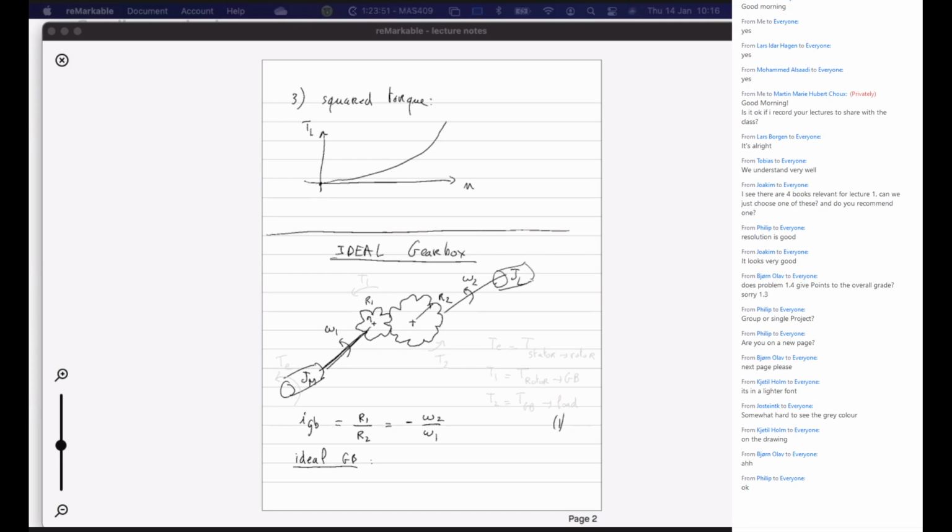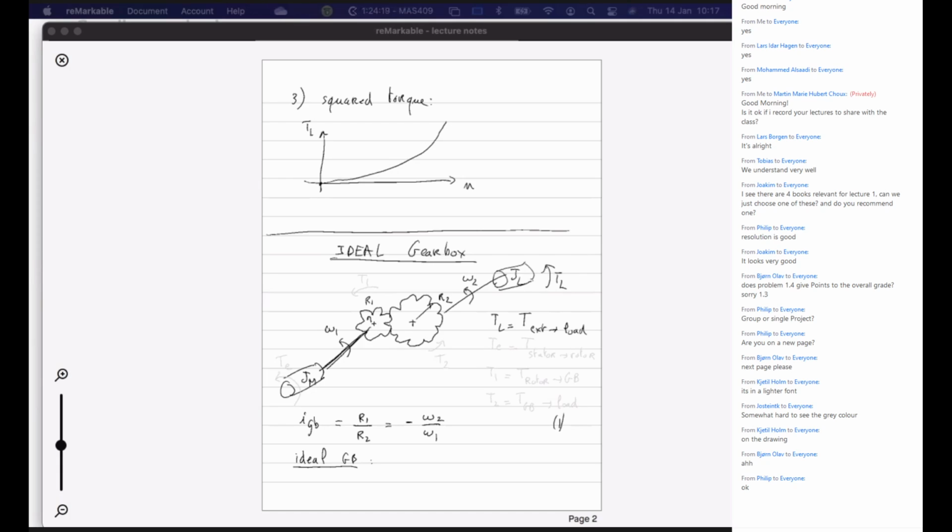And then we can also have an external force applied to the load, which I call TL. So TL is a torque applied from external to load. So now I have defined this torque, and then it will be easy now to write the Newton law.